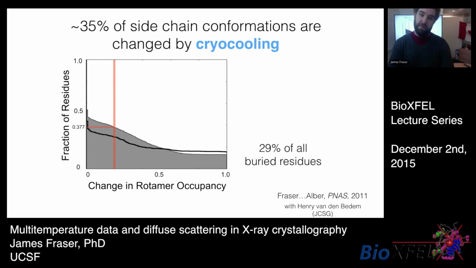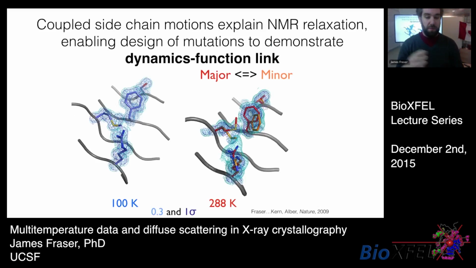So the major effect of cryocooling is not to cause gross distortions to the backbone, but rather to change the relative distributions of most sidechain conformations. And we found that more than 35% of sidechain conformations are actually remodeled by the cryocooling process, including about 30% of all buried residues. In addition, simply moving between cryocooling and room temperature has allowed us to explain a bunch of biochemical mysteries.